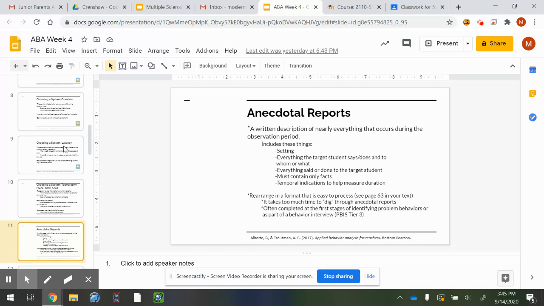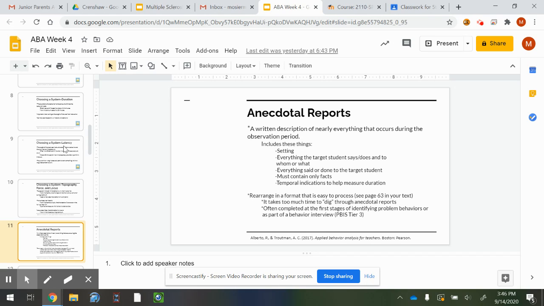Anecdotal reports are just a written description of nearly everything that occurs during the observation period. Again, teachers are really good about wanting to paint a picture and write a story and tell everything that happened during the day with the student, but we often forget to put it into measurable terms.